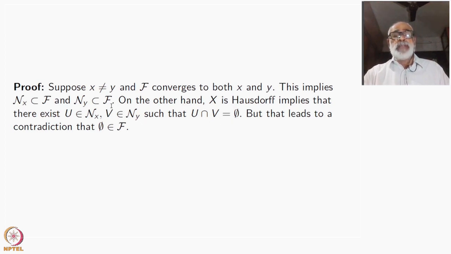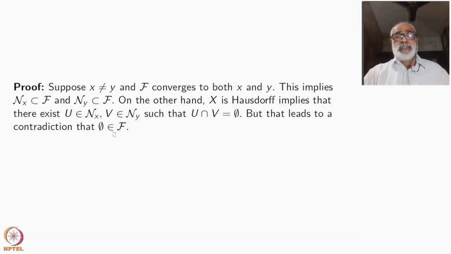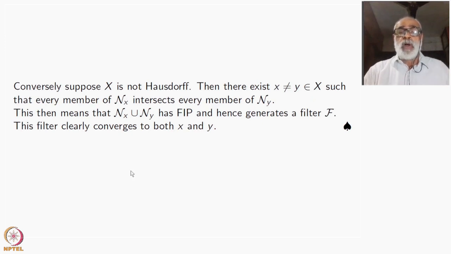Both u and v are inside F. That cannot happen, because then the empty set would be inside F. Or you can just say u does not intersect v, that cannot happen. That's all. Okay.